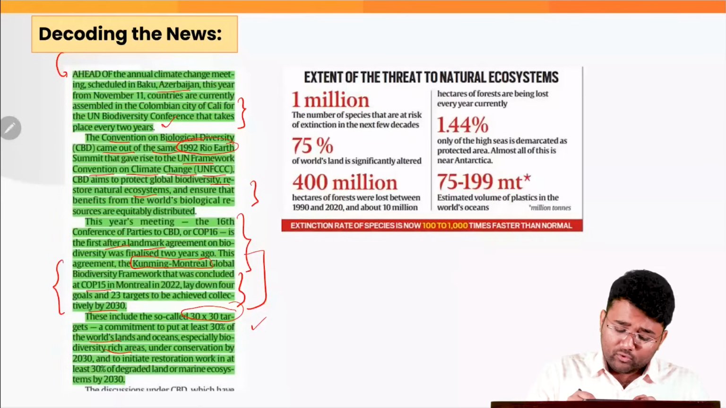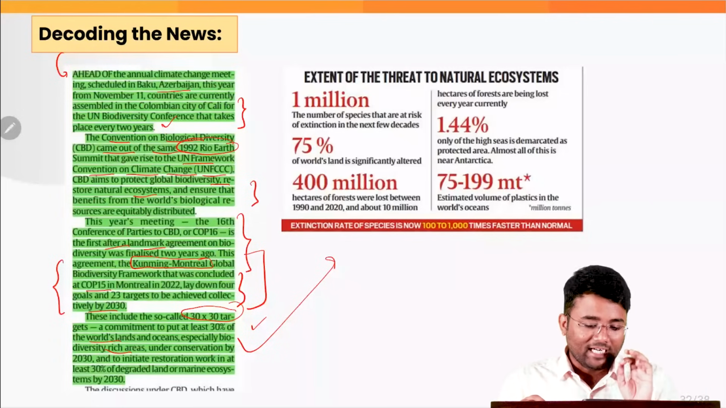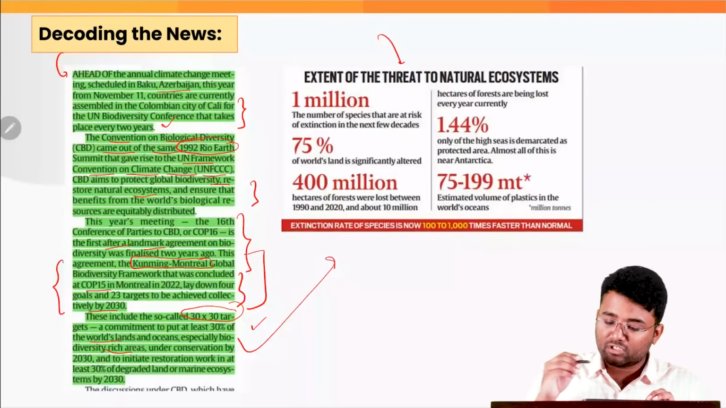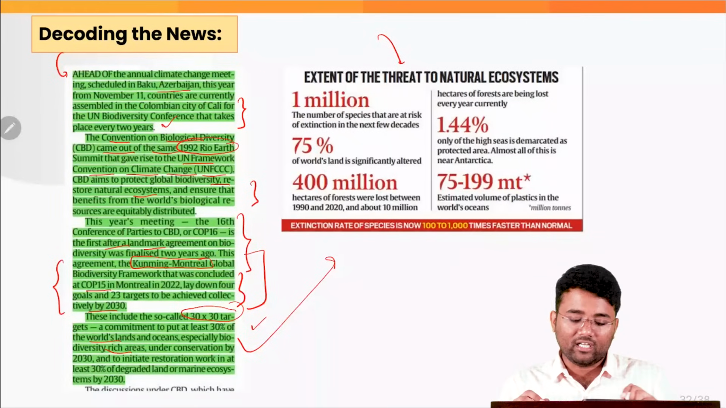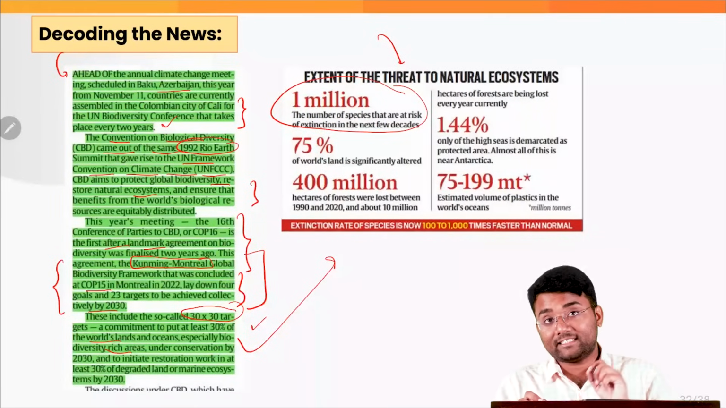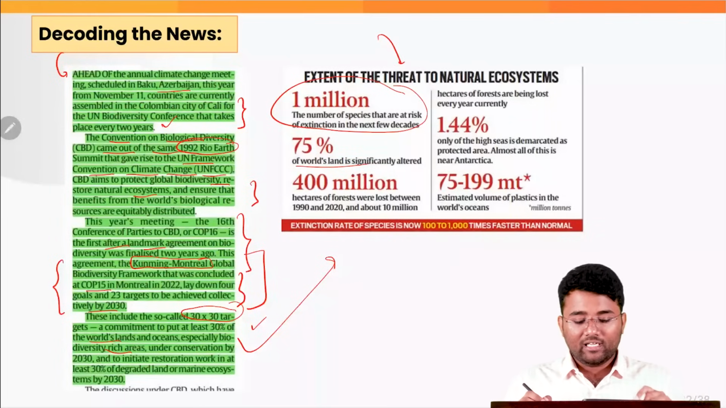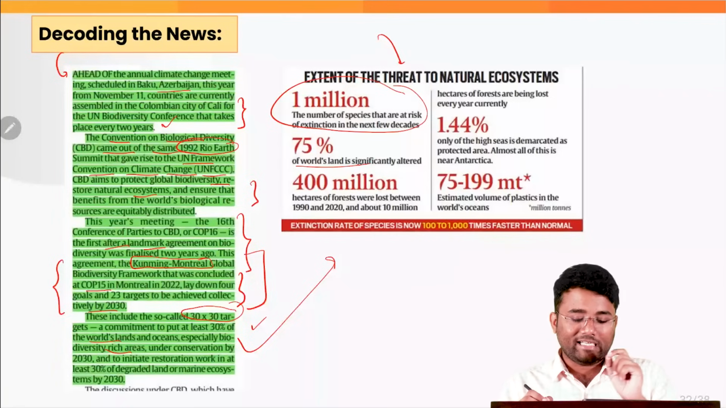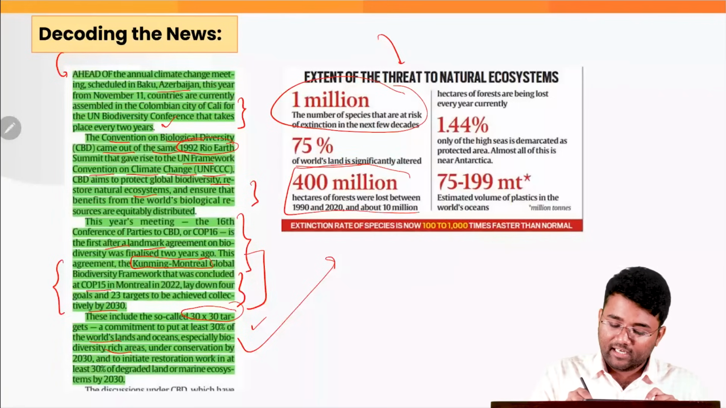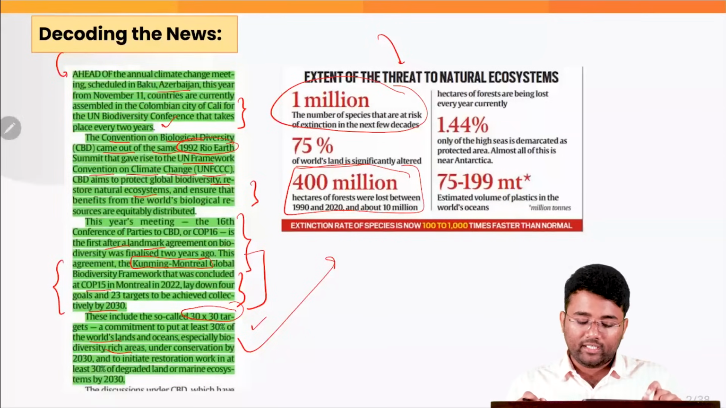Also, if you look into why it is important to ensure that we follow this 30 into 30 target, it is because of the extent of threat to natural ecosystems. 1 million is the number of species that are at risk of extinction in the next few decades. 75% of the world's land is significantly altered. 400 million hectares of forest were lost between 1990 and 2020.